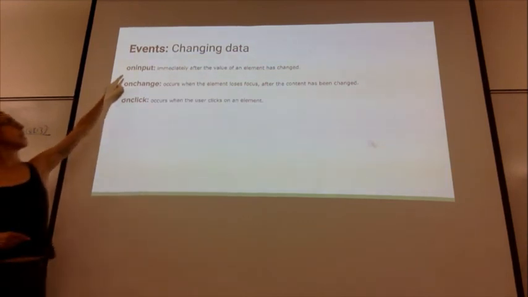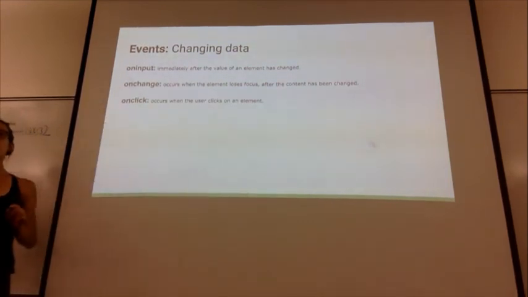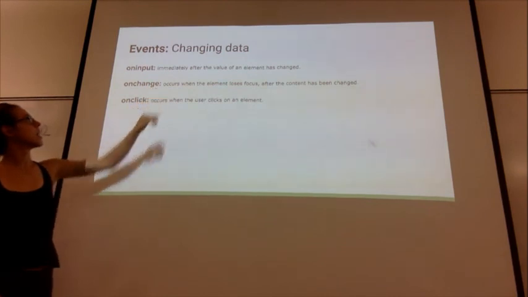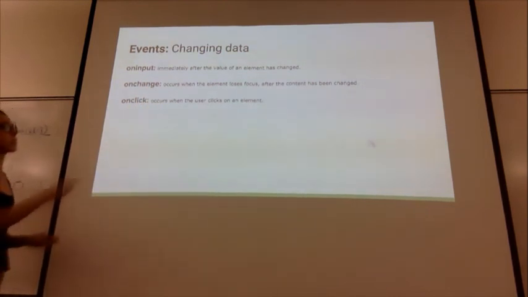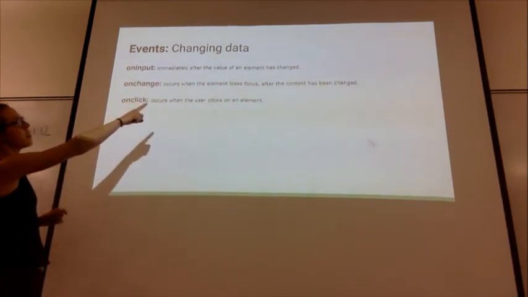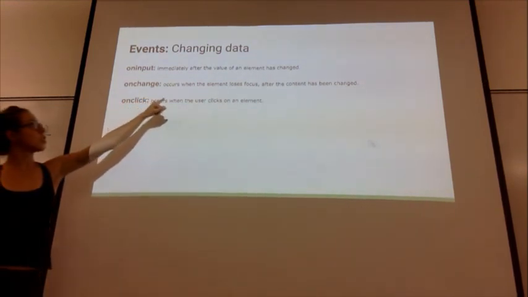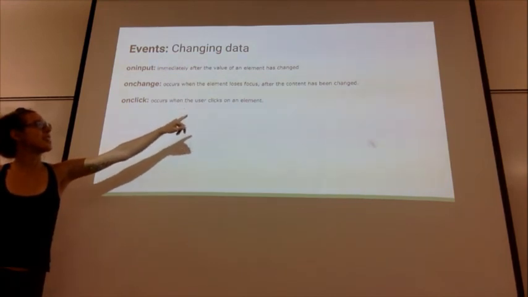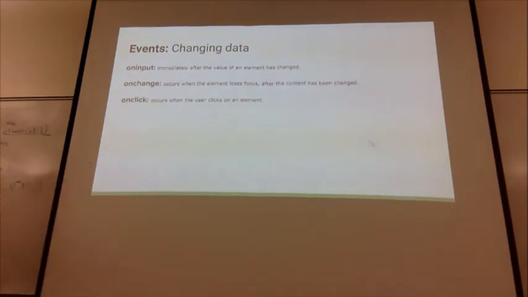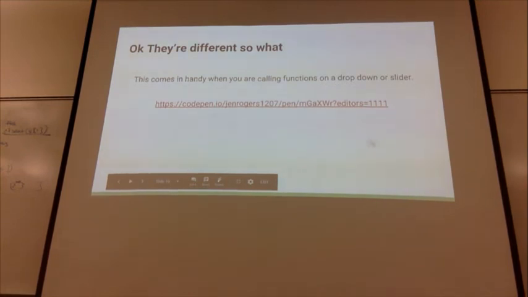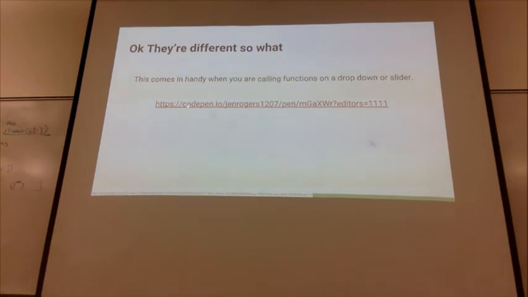Or the wildcard, which is on input, which is a whole other thing. You'll notice this is a really boring description because I just got this from Mozilla, but immediately after the value of an element has changed, that's when the event is triggered. This one, on change, occurs when the element loses focus after the content has been changed. I have no idea what they mean. Oh, I know exactly what that means. In a drop-down, there's not going to be much difference there because when you click it, the drop-down collapses, so those are going to happen almost simultaneously.